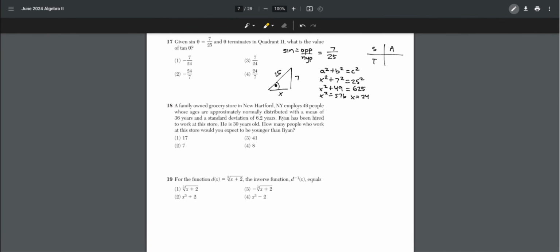we can see that only sine will be positive. Therefore, tan is negative. Tan is equal to opposite over adjacent, which is equal to 7 over 24. Therefore, negative 7/24 is the answer, or choice 1.